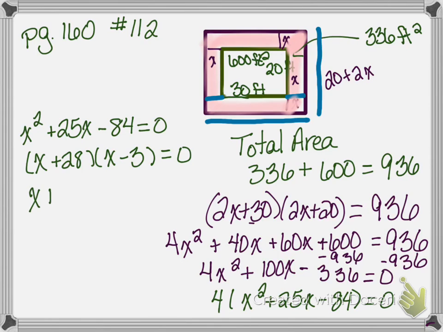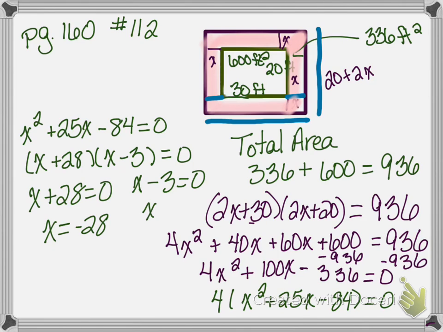And we are going to set each factor equal to 0. So x is going to be negative 28, or x is going to be 3. Now, let's think about which one makes sense. We're trying to find the distance of our sidewalk that goes around the pool. So we are immediately going to throw out this because it's a negative number. We can't have a negative 28-foot sidewalk. So our only answer to this is going to be 3 feet.